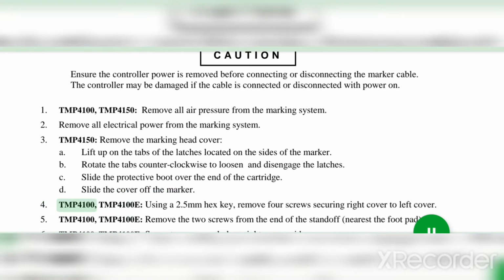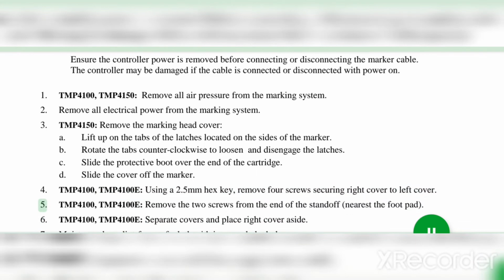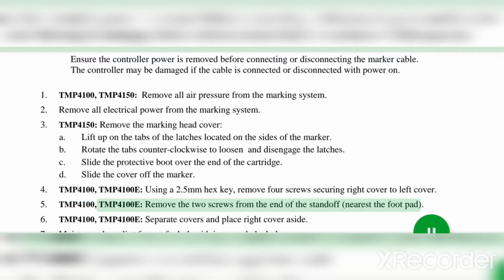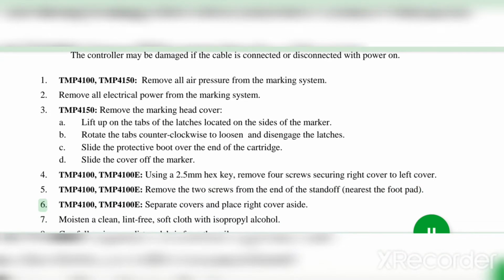4. TMP 4100, TMP 4100E. Using a 2.5mm hex key, remove 4 screws securing right cover to left cover. 5. TMP 4100, TMP 4100E. Remove the 2 screws from the end of the standoff nearest the footpad. 6. TMP 4100, TMP 4100E. Separate covers and place right cover aside.